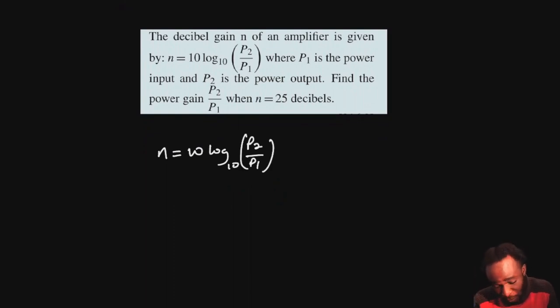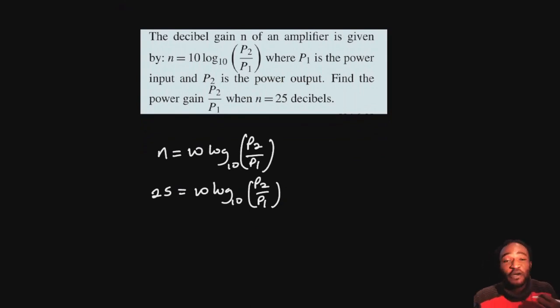Now we have this over here, and we know that n is equal to 25 decibels. So therefore, we can rewrite this as 25 is equal to 10 log to the base of 10 p2 over p1. Now what do we do next? We can then take a look at the equation again and try to find out what we are supposed to solve for. We are supposed to solve for p2 over p1, not p2 and not p1 by itself. P2 over p1, which is one term.